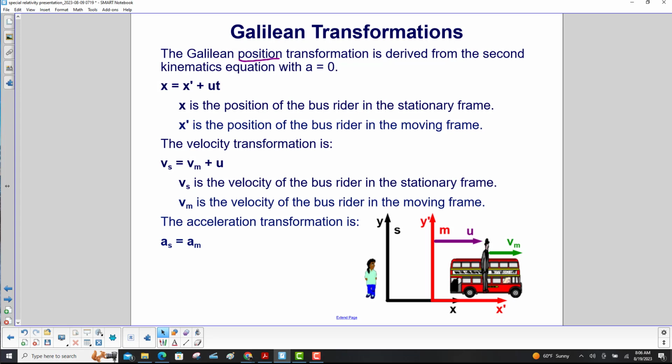First, the Galilean position transformation comes from the second kinematics equation, and a is equal to 0.